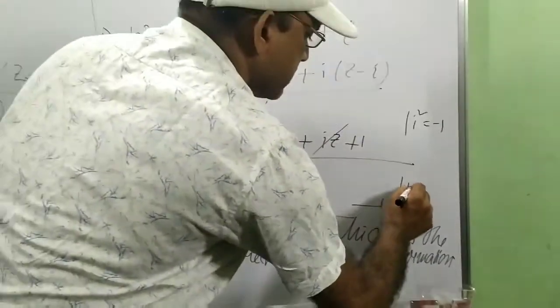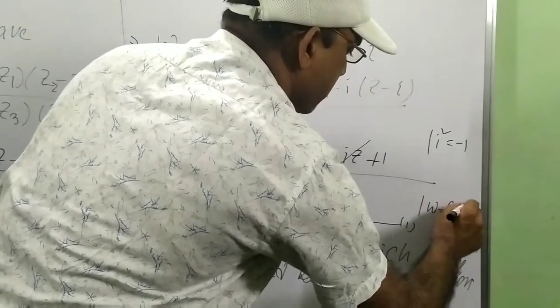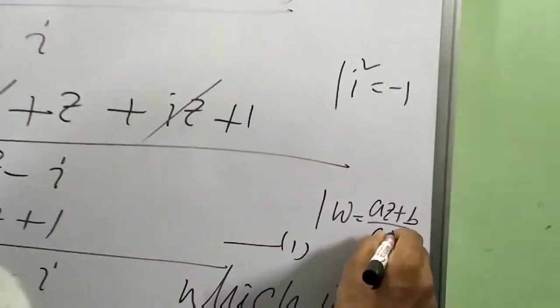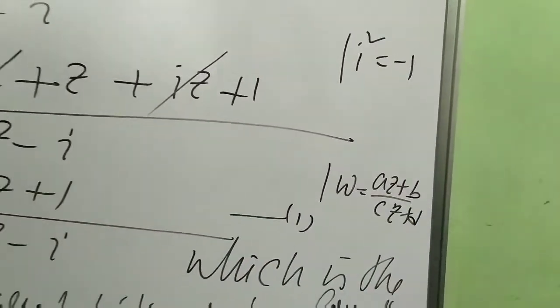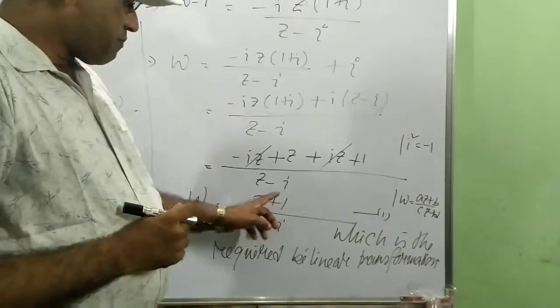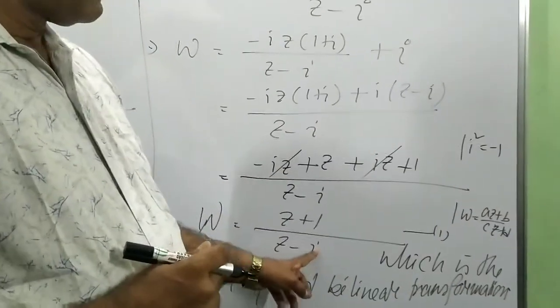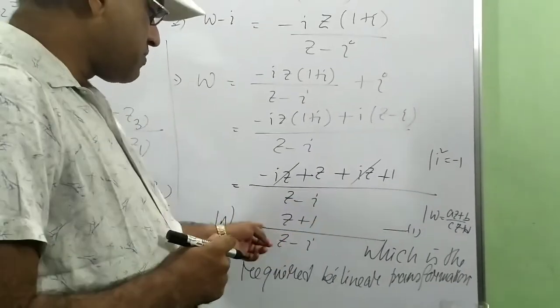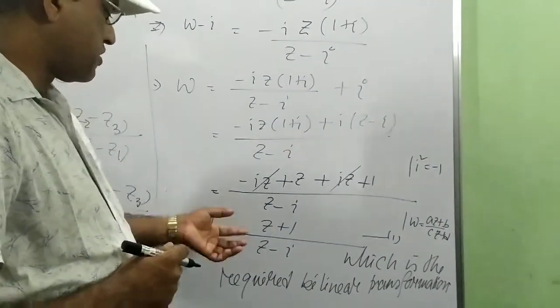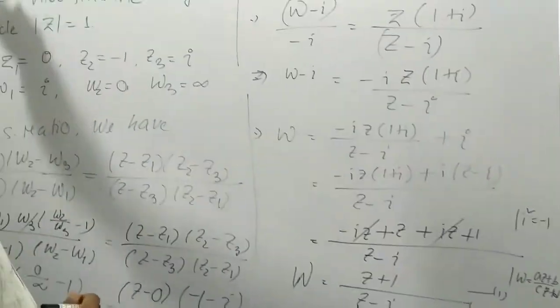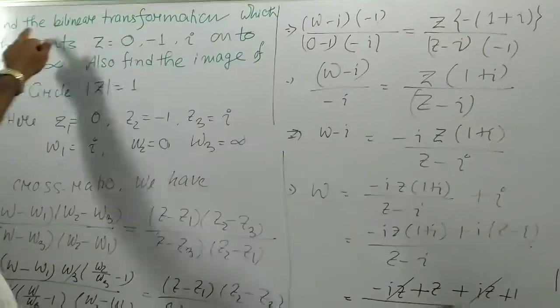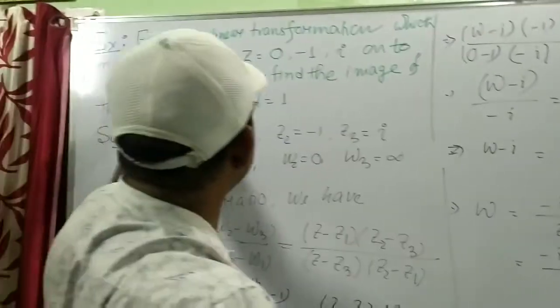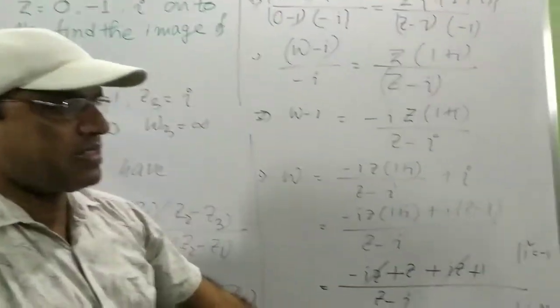Bilinear transformation means w equals (az plus b) over (cz plus d). This is our bilinear transformation, w in terms of z. So the first part is over. Find the bilinear transformation which makes the z this, w this, and this is our final answer.